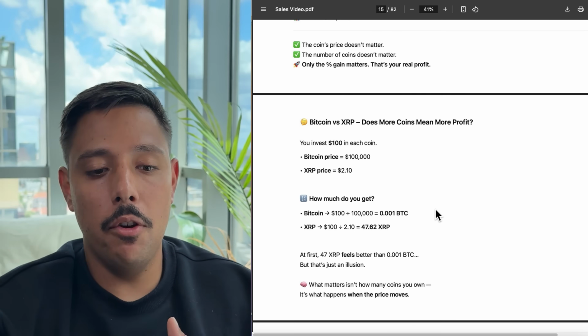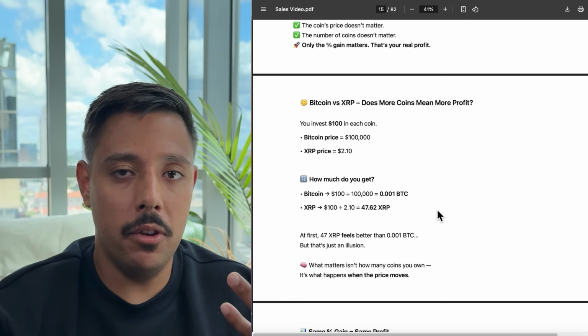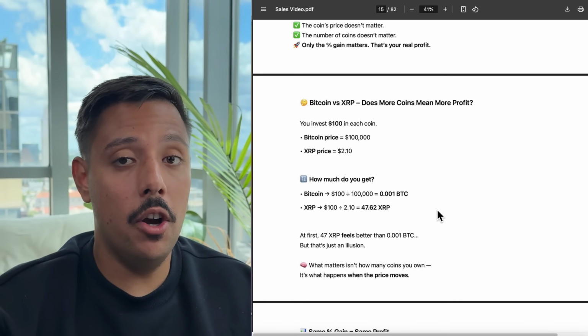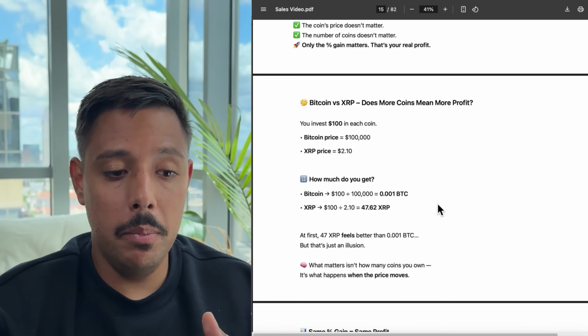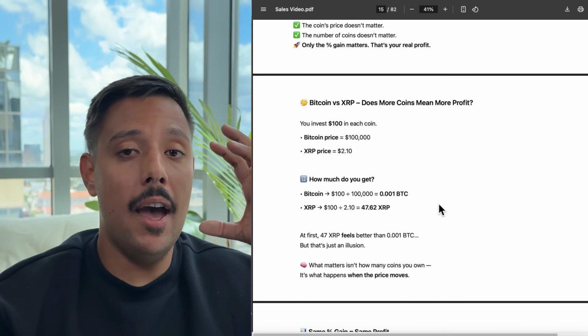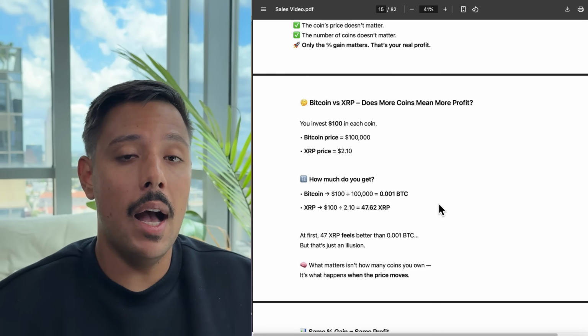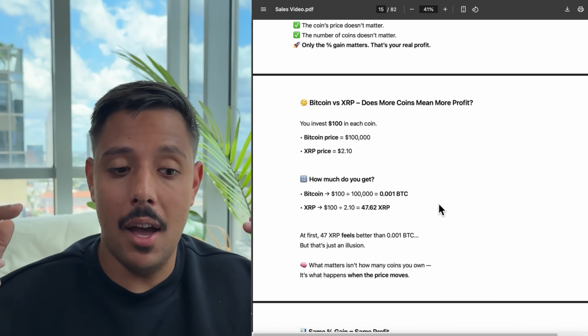That's all we care about. So for example, we have two kind of polar opposite coins, Bitcoin and XRP. Bitcoin's worth like 100 grand right now. XRP is only $2.10. At first thought, people assume, oh, $2.10 means it's cheaper.